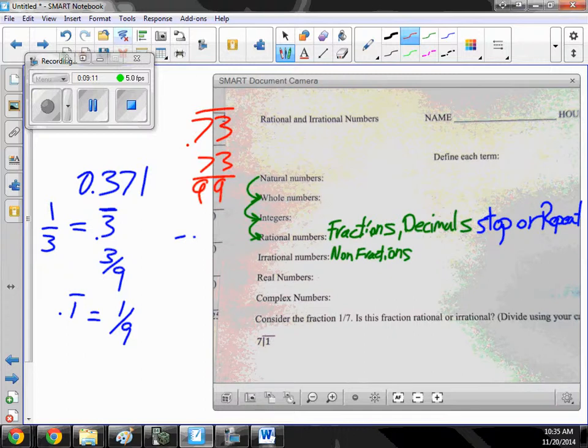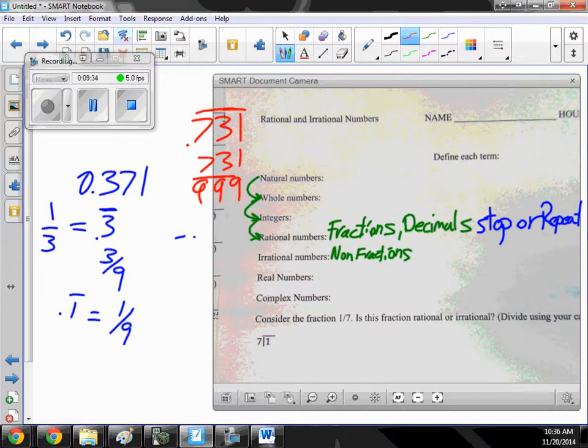Well, 730 wouldn't work because it ends in a 0. But if we had 731, then it would be 731 over 999. Well, if it's a 0, we don't write it, right? 0.30 is really just 0.3. So if it ends in a 0, we just drop it.